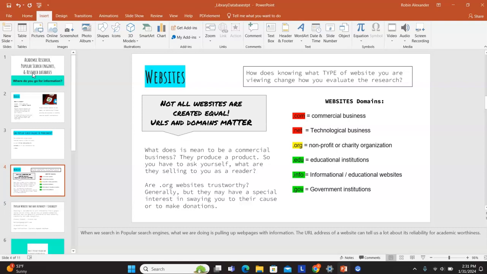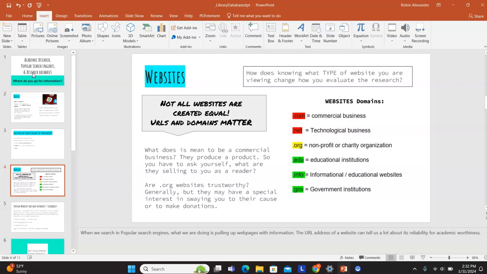Okay, so a commercial business, they are going to produce a product. So a .com or a .net, they are both a business. So you have to ask yourself, what are they selling to you as a reader? Okay. Are .org websites trustworthy? Generally, but they have a special interest in swaying you to their cause or to make donations.